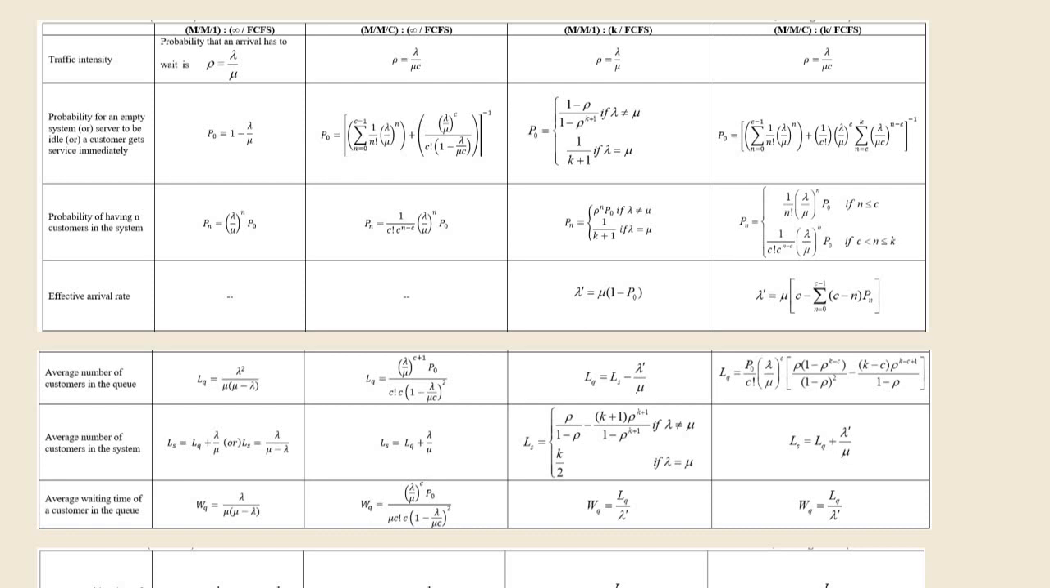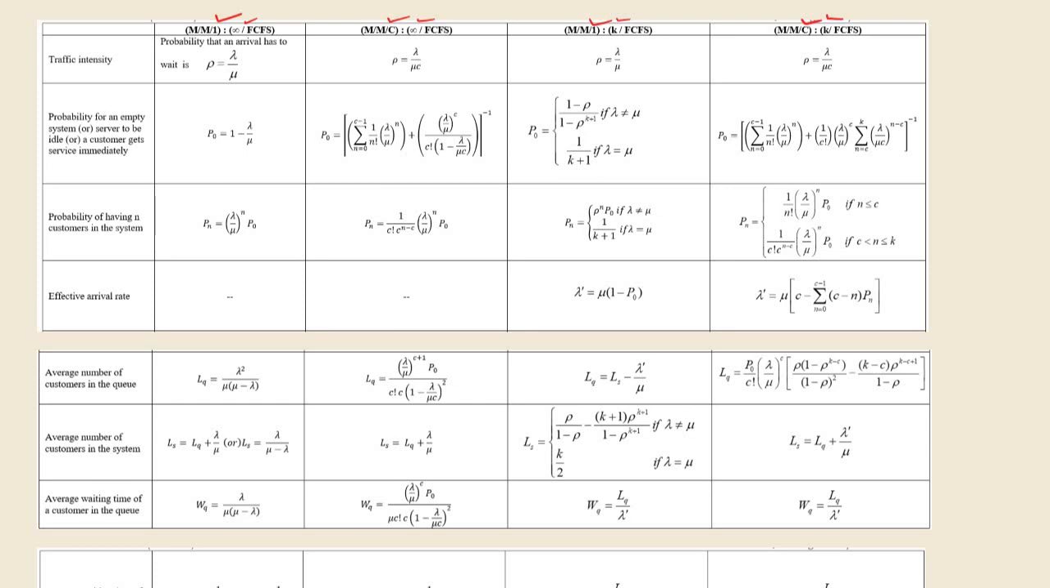In the first model we have one server, and the second model has C number of servers. The third model again has one server, and the fourth again has C servers. In the first and second models the capacity of the system is infinite, and in the third and fourth models only a finite number of persons, K, can stand in the queue. All the models have the same queuing discipline, FCFS.